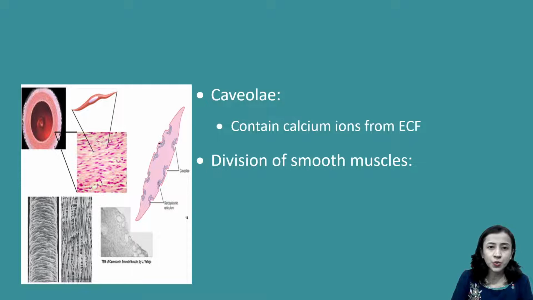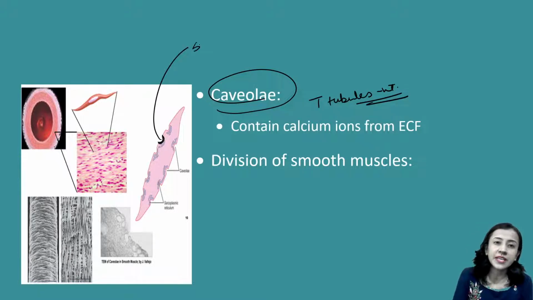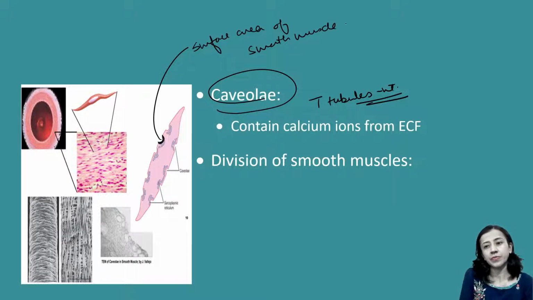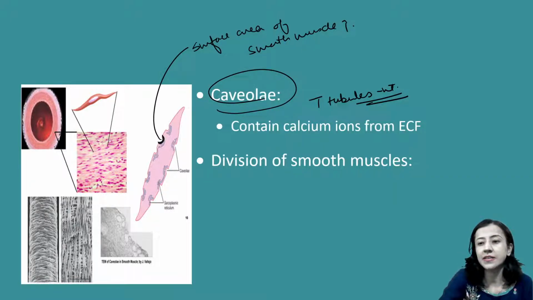Now, another important structural characteristic is, you can see here the cell membrane. This one, cell membrane shows pits. These are the pits, and they are known as caveolae. Invaginations or pits are present, and these caveolae are present, and there are no T tubules. Transverse tubules are absent. Okay. And because of this depression in the caveolae, surface area of smooth muscle increases. Okay, fine.